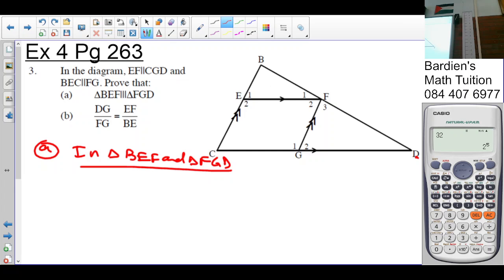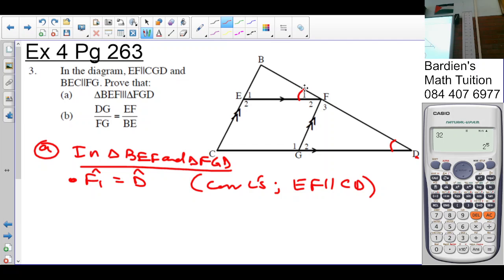So let's go. We can start with angle F1 is equal to angle D because of corresponding angles with EF being parallel to CD. What else do we know? We say that E1 is equal to angle C. Why? Corresponding angles, because that corresponding angle is lying that way, so EF has to be parallel to CD.